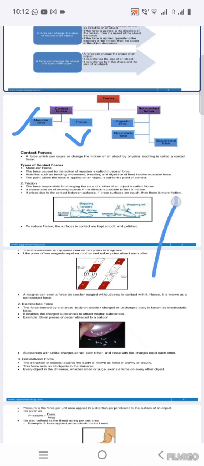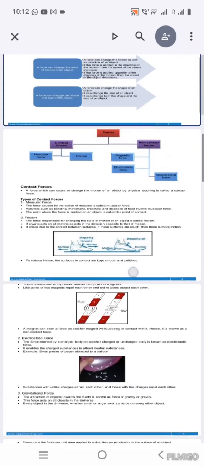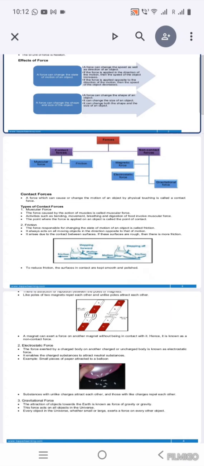Now you can see here another type of force, that is non-contact force. Non-contact forces are of three types: number one magnetic force, then electrostatic force, then gravitational force. These are all non-contact forces, meaning there is no requirement of physical contact.